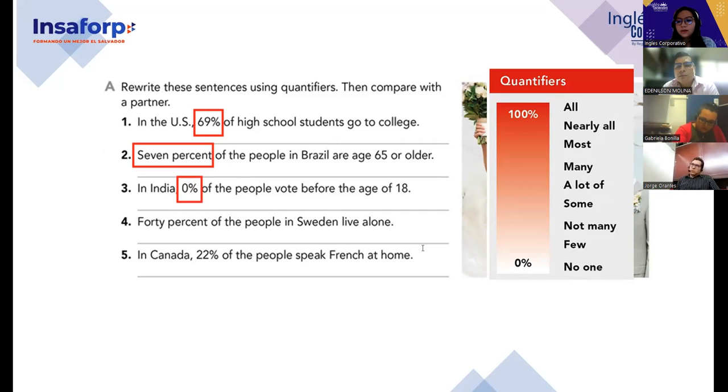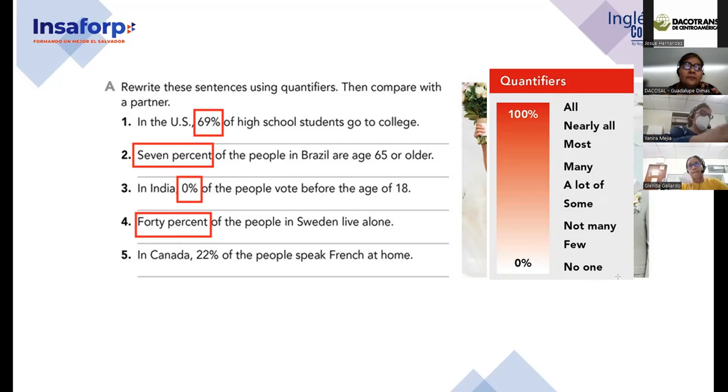In number 4. Gaby. What is the percentage in number 4? 40%. And in the last one, what is the percentage? Guadalupe, in number 5. 22%. Great, this is the first step. ¿Qué es lo segundo que voy a hacer? De acuerdo a mi escala, according to my scale, I am going to identify the correct expression, the correct quantifier.